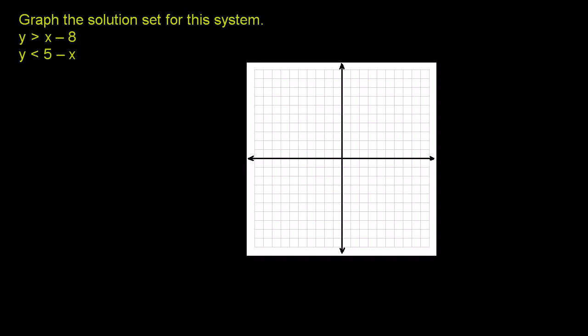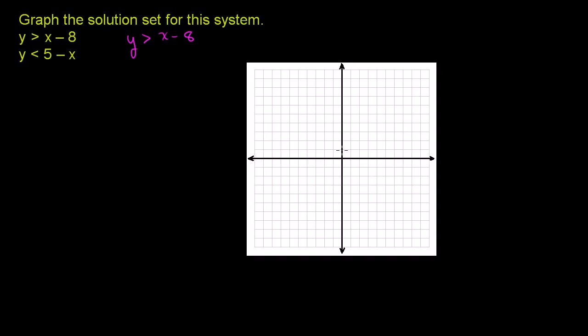So let's graph this first one over here. I'll rewrite it in magenta. y is greater than x minus 8. So the way to think about this, let's think about y is equal to x minus 8, but we're going to be greater than that. So we're going to draw a dotted line at y is equal to x minus 8.